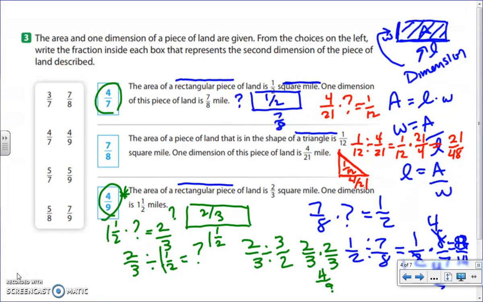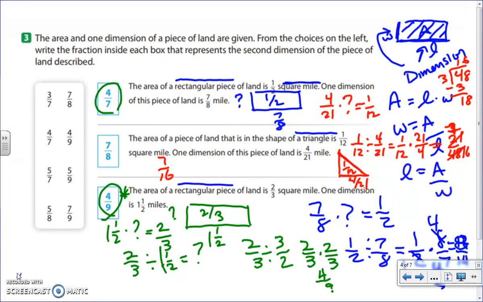And if I reduce that, if I divide by 3, I get 7 over 16. Okay, so it looks to me like I have 7/16. Now, that's not what the answer says. It says 7/8. There's a reason for that.